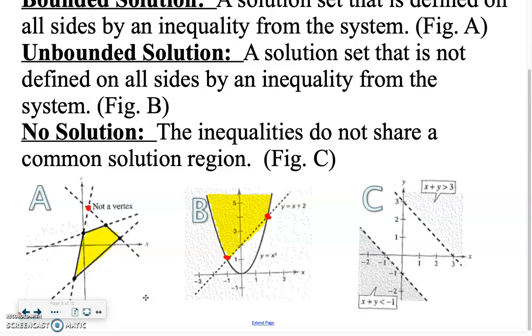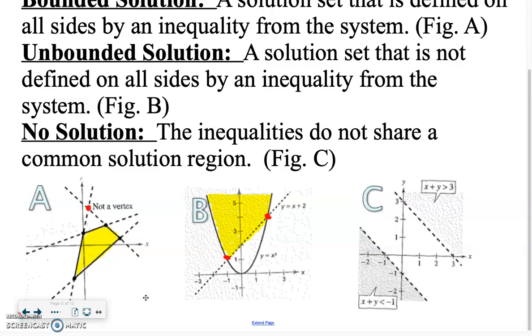Does that make sense? So what we have here in figure A on the left, it's defined on all sides is the way we say it. It's contained. It's kept within this quadrilateral. Within the interior of that quadrilateral, that's the shaded region. That's our solution. Whereas in part B, it looks like this shaded region is going to continue to go to positive infinity. It's just going to keep on going and going. It's never going to stop. Okay? We see the difference between bound and unbound.